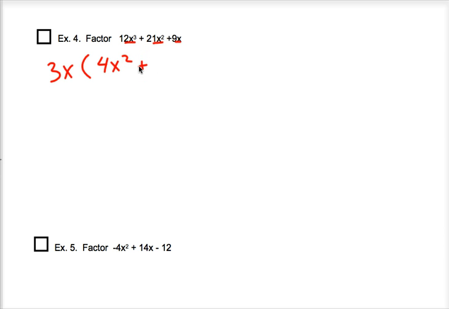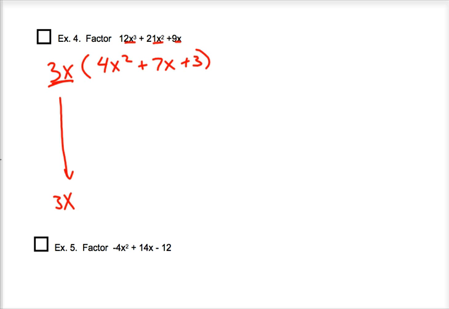21x squared divided by 3x is 7x. And 9x divided by 3x is 3. Okay? When you get done, don't forget to include the 3x in your answer. That is one of the factors. This one's going to have a monomial in front. That's what 3x is called, a monomial. This is one term. And then you'll have 2 binomials after that.